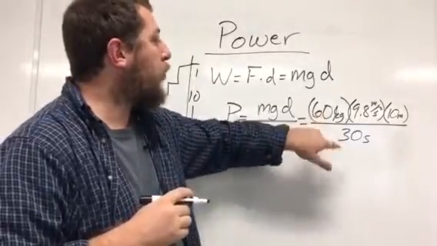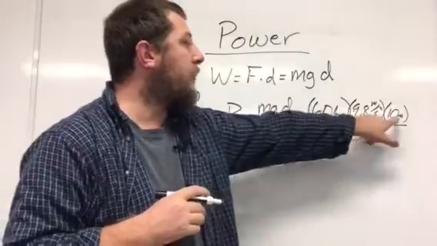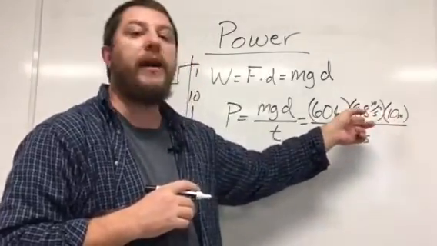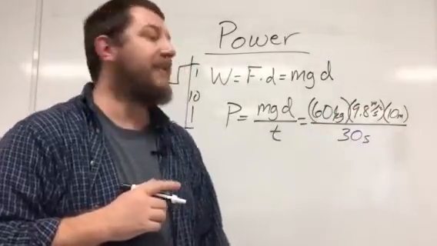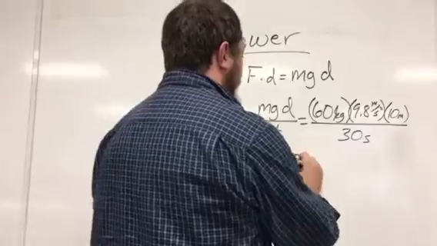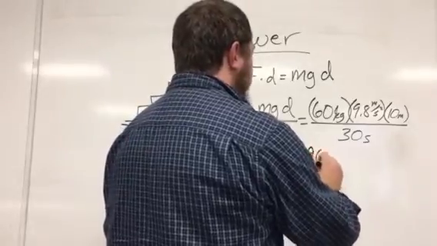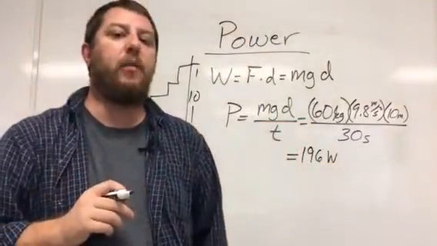Well, one way you can do it is 60 divided by 30 is 2. 2 times 10 is 20. 2 times 9.8 is 19.6, so 20 times 9.8 is 196. So this person is putting out a power of 196 watts.